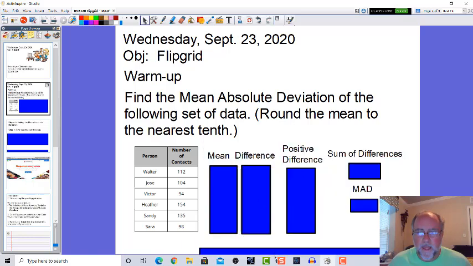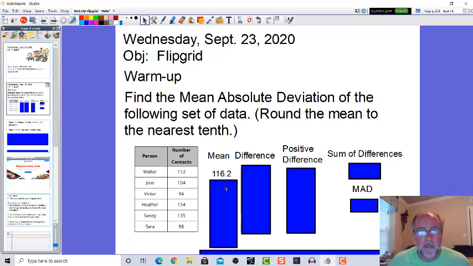If we were to look at that, we would end up with a mean, and that mean is actually 116.2. I asked you to round your mean to the nearest tenth because it actually ends up with 116.1666666 and so on, and so that rounds to 116.2. Now, what we do is we write that down, the entire column.